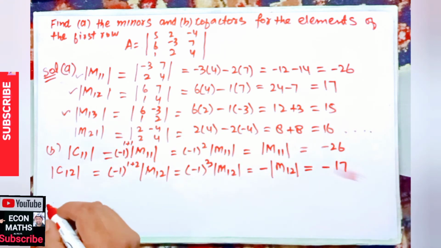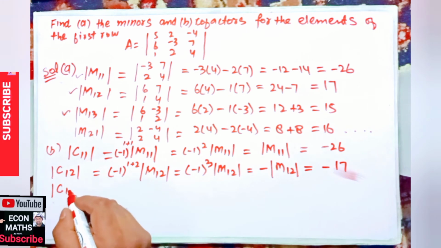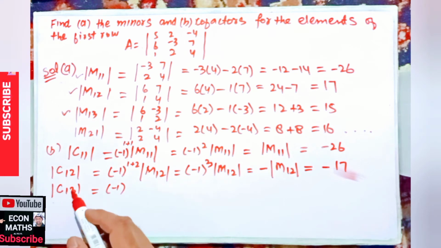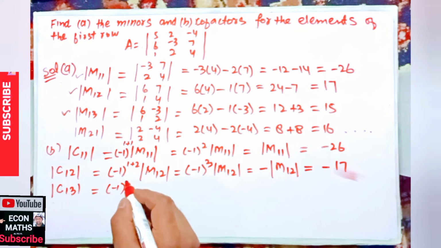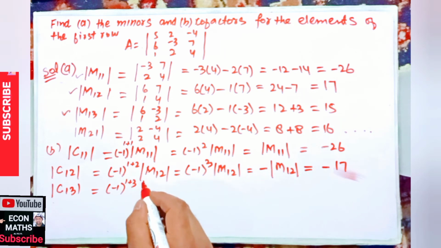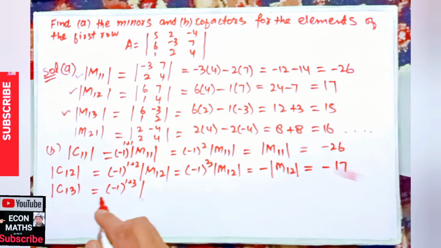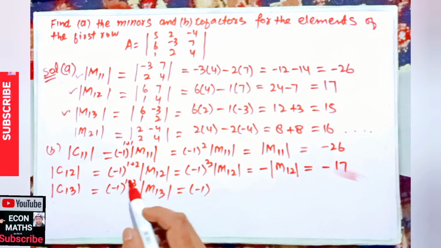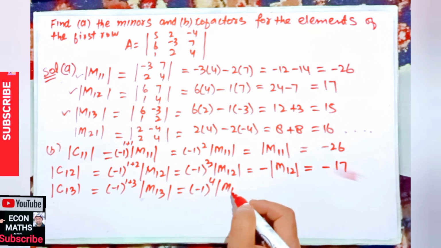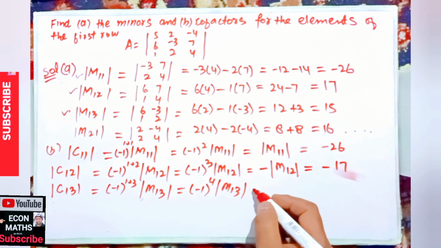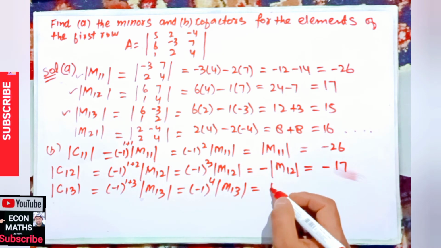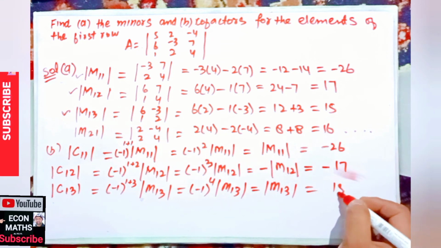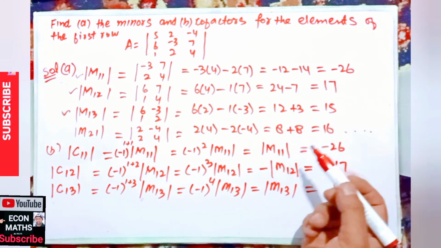Now similarly, the third cofactor, that is C13, is equal to minus 1 raised to the power of the addition of subscripts, that is 1 plus 3, and multiply it with the corresponding minor, that is M13. So this is equal to minus 1 raised to 4, M13. Now minus 1 raised to an even power is positive, so here M13. Now our M13 here is 15. So this is 15. So there is no change in the sign.